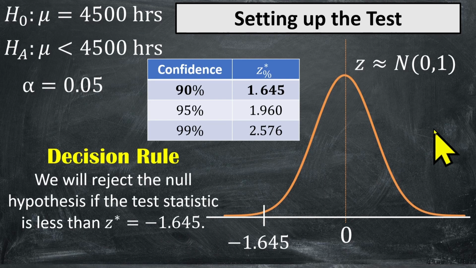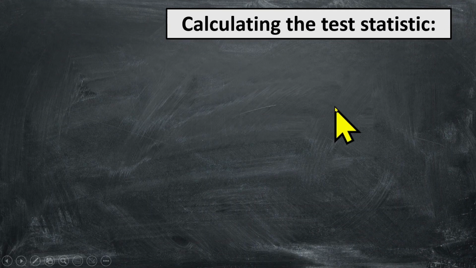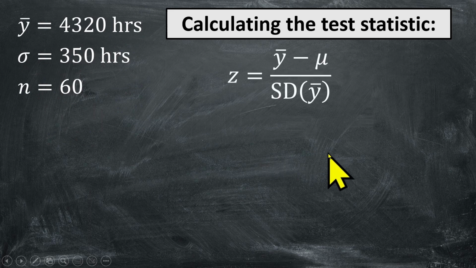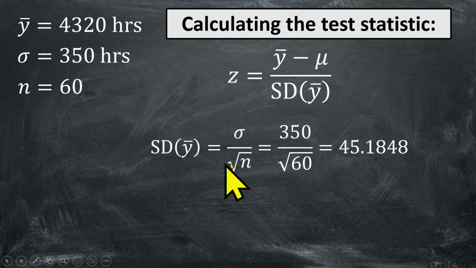Now that the test is set up, we just need to calculate our test statistic. We have our data. The sample mean is 4,320 hours. We have a population standard deviation, and we have a sample size. So our test statistic is a Z statistic because we have sigma. Let's calculate that standard deviation. We just take our standard deviation for an individual measurement, that's a population value, 350 hours, divided by the square root of the sample size. We get about 45 hours as our standard deviation.